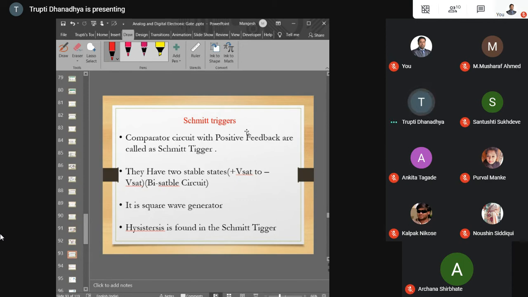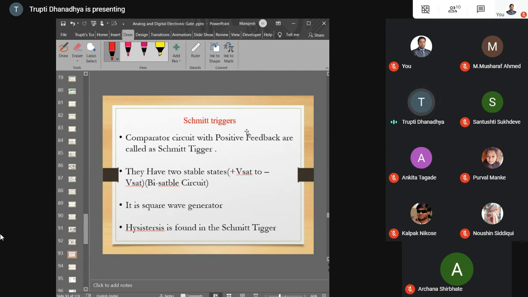ZCD as the applications of the op-amp. One of the examples of op-amp is the Schmitt trigger. The Schmitt trigger is also classified into two types, positive feedback and negative feedback. Actually, op-amp is classified into two types, inverting and non-inverting. Then inverting and non-inverting are again classified into open loop and closed loop configuration.